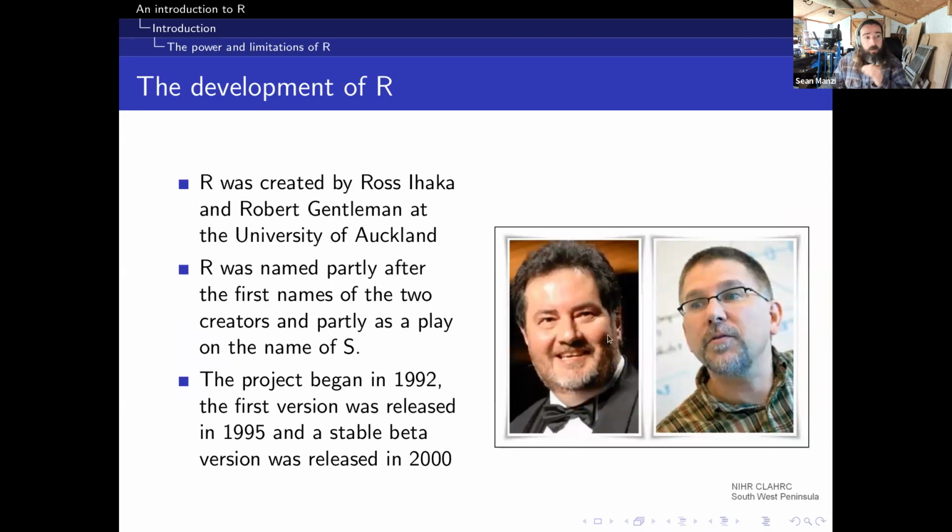R itself was created by these two gentlemen, Ross and Robert. And they thought it was funny to name the language partly after themselves and partly as a play on the name S. In realistic terms, R has been around for a while in development. They started development in 1992, and then the first stable beta was released in 2000.